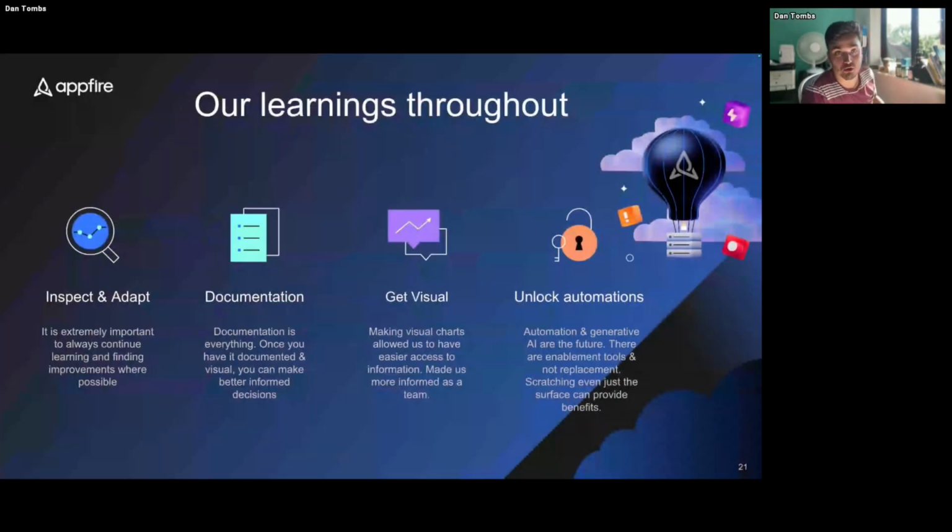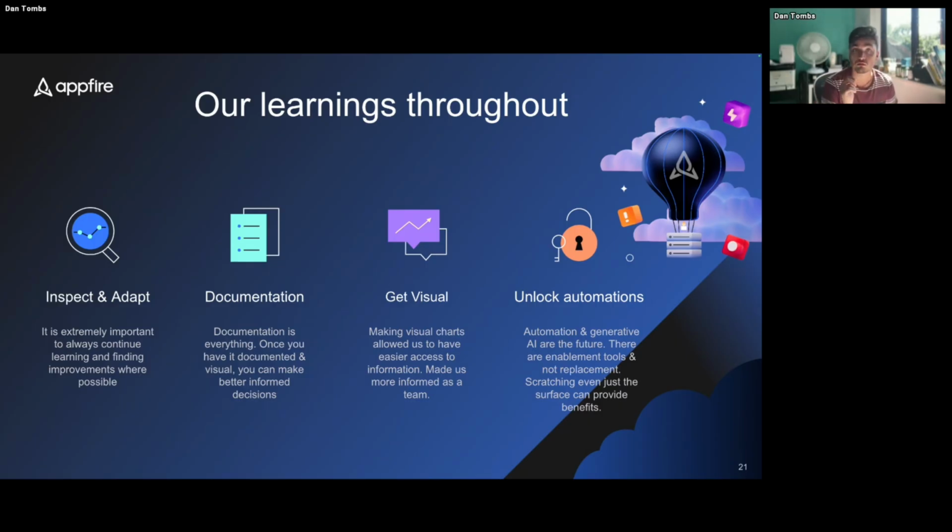Now, it wouldn't be a presentation without some key takeaways. So let's think about where I think the most important ones are from today. The first thing is it's extremely important to inspect and adapt, and always continue learning where you are as a team, and really take the time to dedicate to it, because once you do, you'll be able to find so many improvements everywhere. The second is documenting everything. It is really important to have the documentation, because your future selves will love you for it. But it's also important to make it visual, because once you have it, you can make better, more informed decisions.